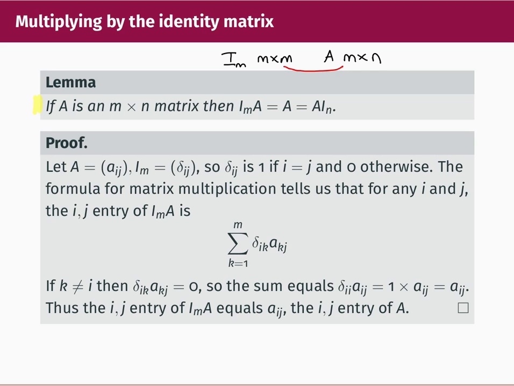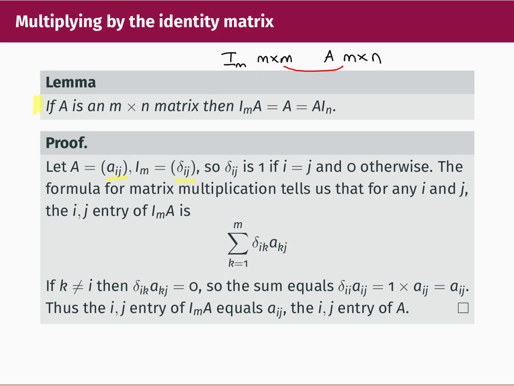We're going to do a proof of one of these. In fact, we'll prove the first equality, that Im times A is equal to A. So let's do that, using the definition of matrix multiplication. As some notation, we'll let A be the matrix whose ij entry is lowercase a subscript ij. And we'll also have some notation for the ij entry of the m by m identity matrix. We'll call it delta ij. And what that means from the definition of the identity matrix is that delta ij is 1 if i is equal to j, and 0 if i is not equal to j.